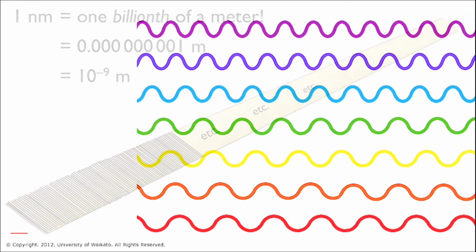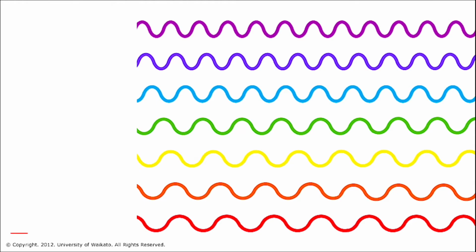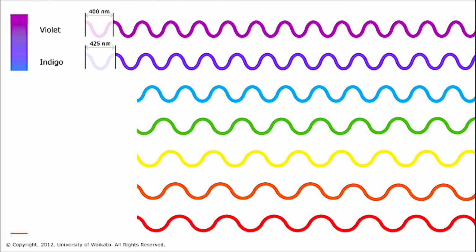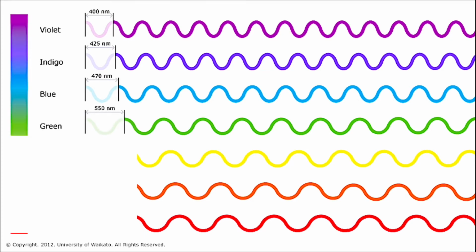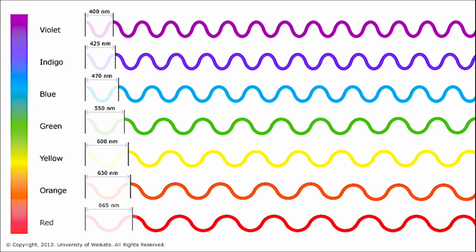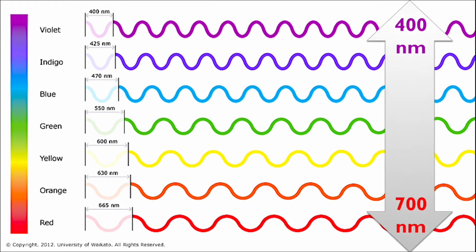But each of the colors have specific wavelengths associated with them. Violet is around 400 nanometers. Indigo, or what we call royal blue, is 425. Blue, our baby blue, is approximately 470 nanometers. Green is 550, yellow 600, orange 630, and finally red is 665. Darker reds can go as far as, if not a little bit past, 700 nanometers, but this is the overall range. So let's test this idea.